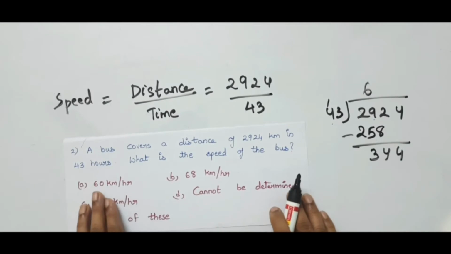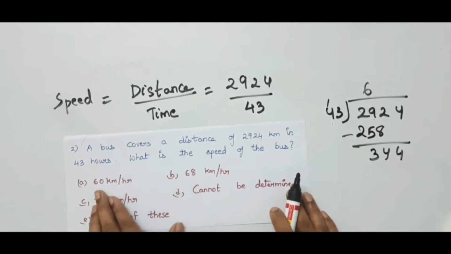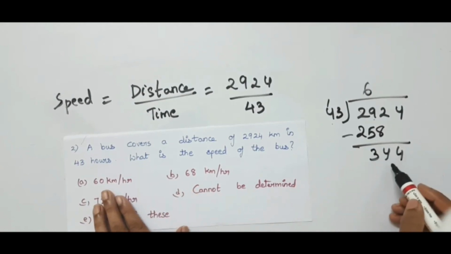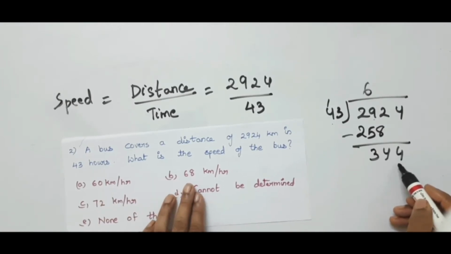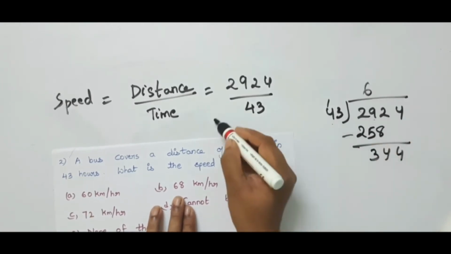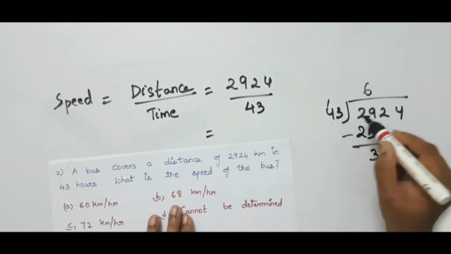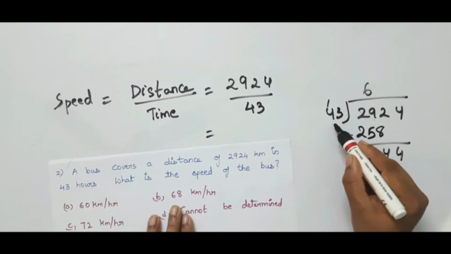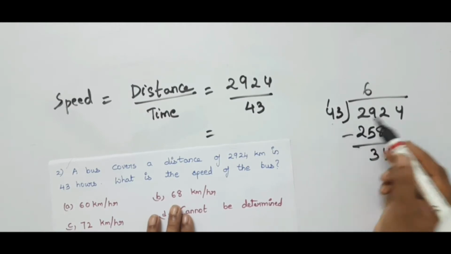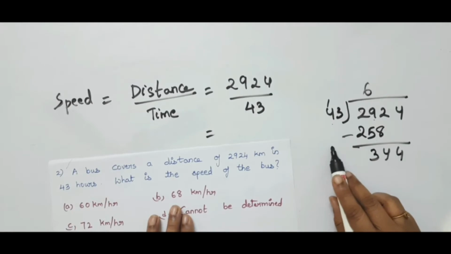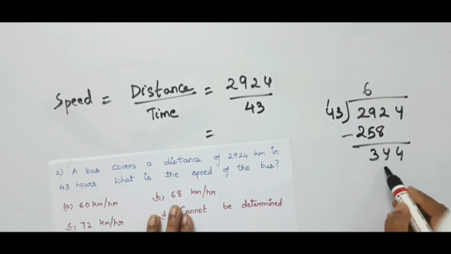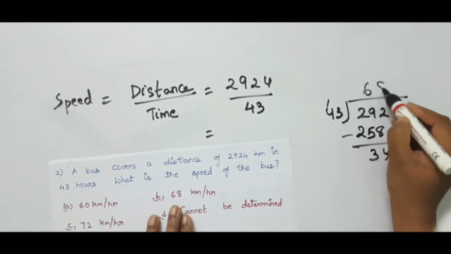In the options, only 2 options have the first digit as 6, 60 and 68. So it is clear that 60 cannot be the value, because here in the unit place it is 4. So 68 might be the right answer. Let us check. Here 3 is there and here 4 is there, is it not? 4 8s are 32, 4 9s are 36. So it will be more than 344. So simply multiply with 8.